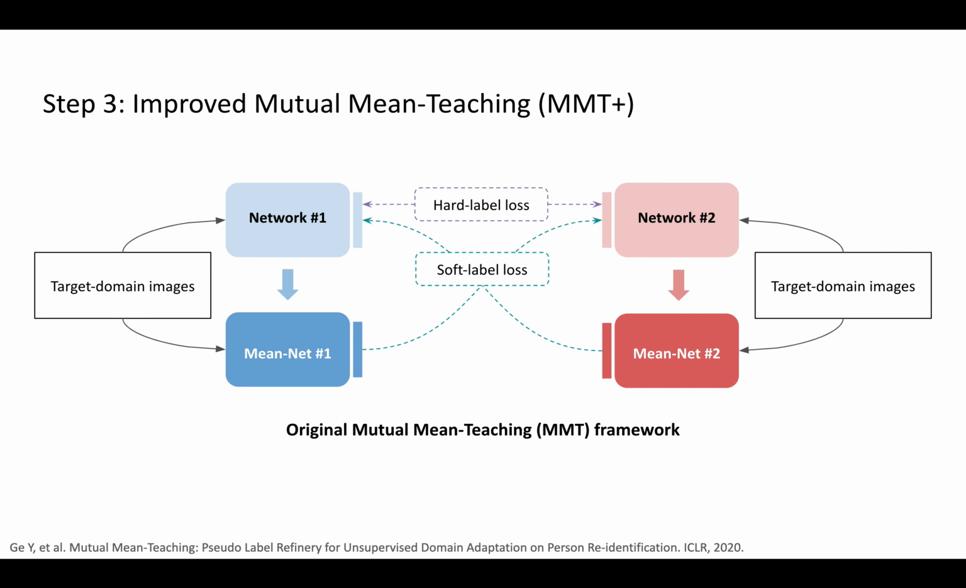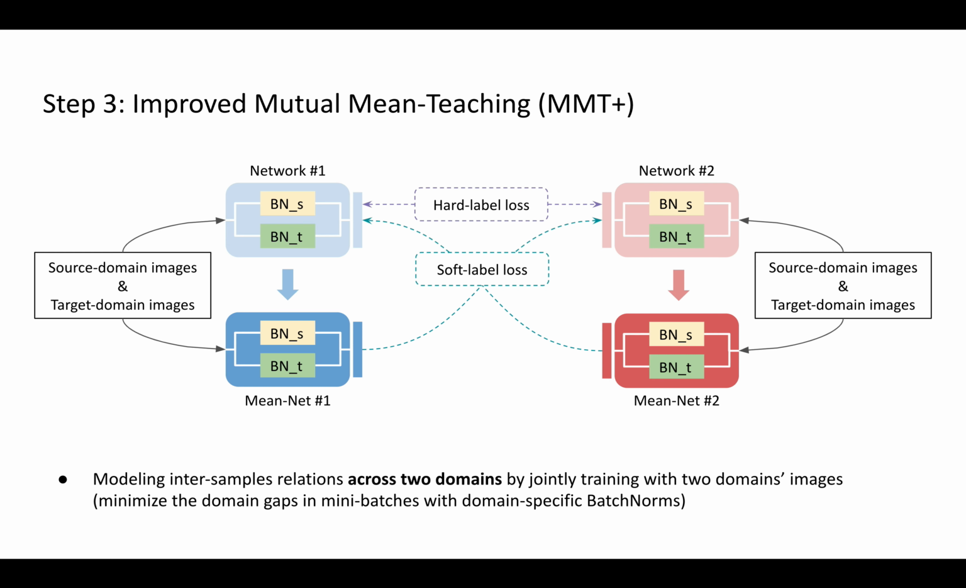The original mutual mean teaching framework is only trained with target domain data and generated pseudo-labels. However, we argue that properly modeling the inter-sample relations across two domains is critical to the final performance. So we introduced an improved mutual mean teaching framework, namely MMT+, by jointly training with two domains' raw images. We also minimize the domain gaps in mini-batches with domain-specific batch normalization layers.